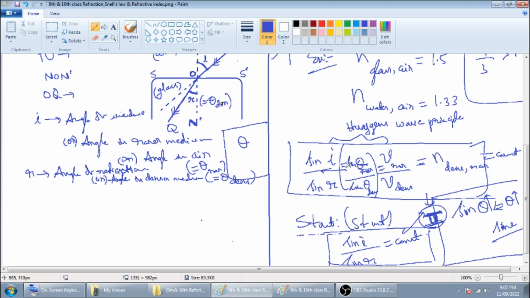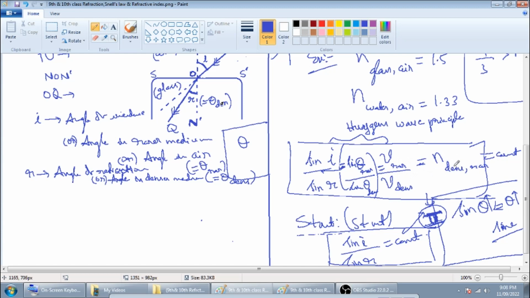Observe this carefully. Though it's looking congested, the importance can be seen clearly. Sin theta rarer by sin theta denser is the real meaning of sin i by sin r. Don't always remember it as angle of incidence and angle of refraction. The angle of incidence is in the rarer medium. So it is the sine of the angle in the rarer medium by the sine of the angle in the denser medium. Rarer by denser is denser with respect to rarer. So there is an inversion here.